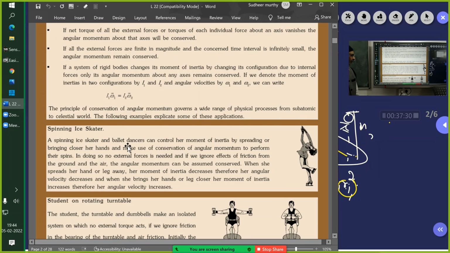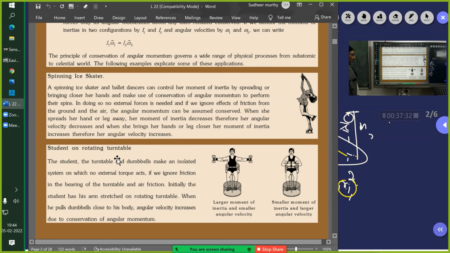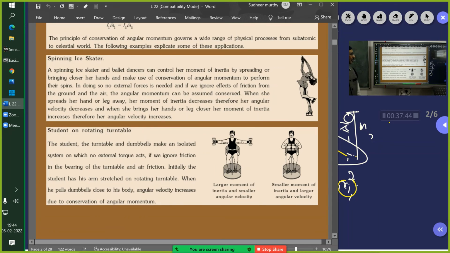Spinning of a skater, I just explained that to you. A student on a rotating table: you can see the dumbbells are out and he brings the dumbbells close, then the spinning will increase.